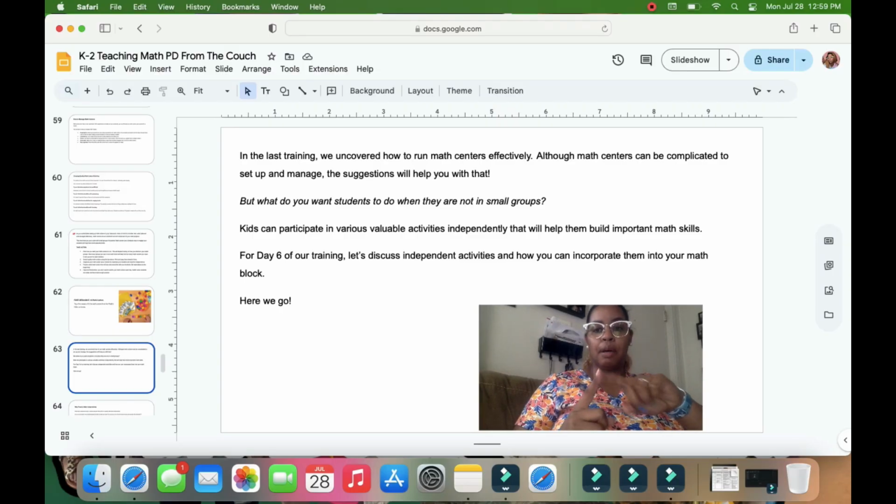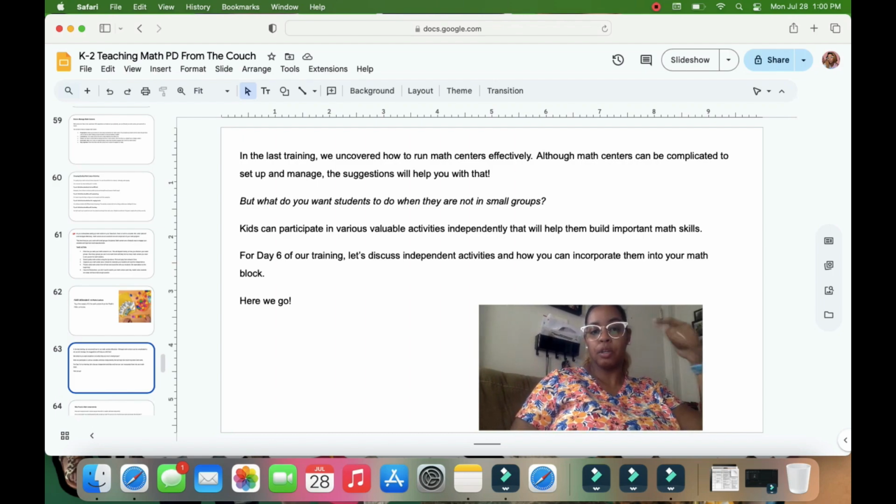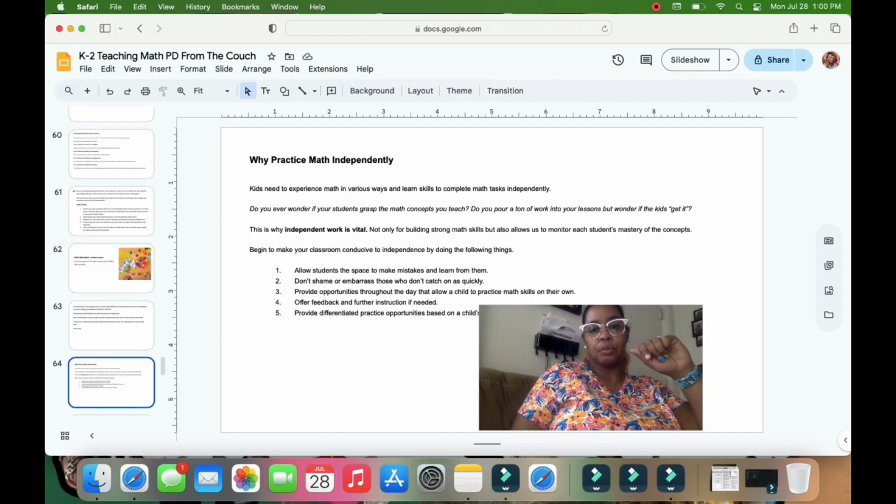So in the last training so far, we have uncovered how to run math centers effectively. And although math centers can be complicated to set up and manage, the suggestions will help you with that. But what do you want students to do when they're not in small groups? That's something you need to think about. Kids can participate in various valuable activities independently that will help them to build independent math skills. So for day 6 of training, we're just going to discuss the independent activities that you can incorporate into your math block.